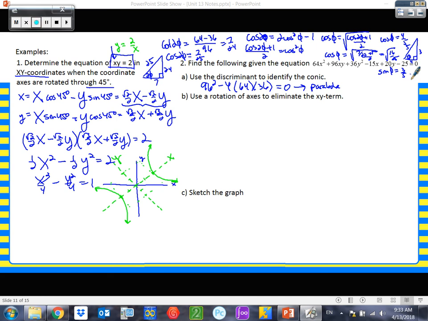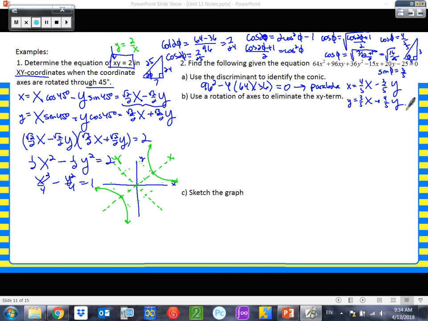So let's write our formulas over here. Little x equals 4/5 big X minus 3/5 big Y. I'm just using my formula from the previous page, just like I did over here. I'm just copying: cosine phi is 4/5, sine is 3/5. Little y is 3/5 big X plus 4/5 big Y. So I'm going to pause here for a second. Those are my formulas that I'm going to use.